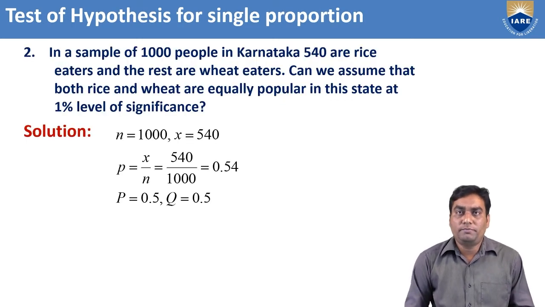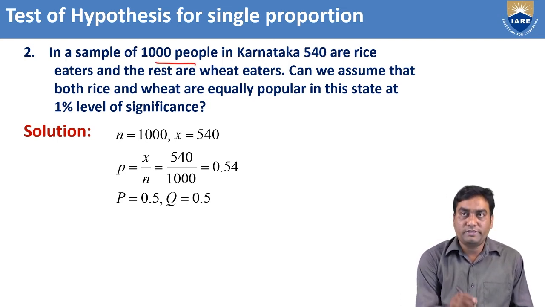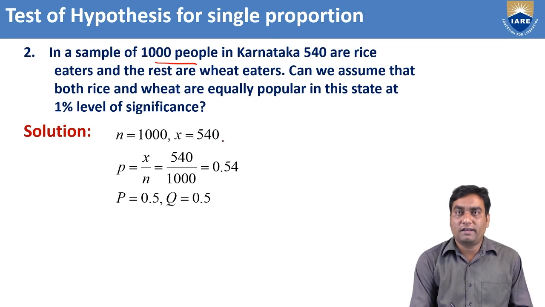Coming to the second problem on test of hypothesis for single proportion: in a sample of 1000 people in Karnataka, out of 1000, 540 people are rice eaters. According to the sample proportion, rice eaters is 540 by 1000, so the sample proportion p equals 540 by 1000. The rest are wheat eaters. Can we assume that both rice and wheat are equally popular in this state at 1% level of significance?